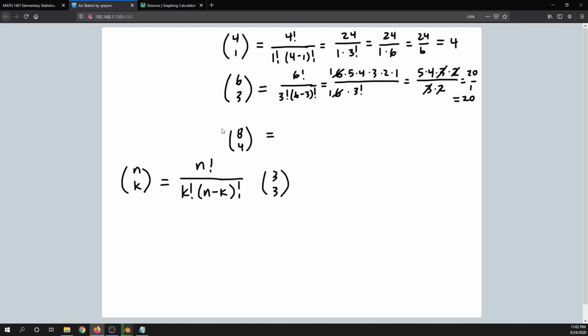All right, here we have an even bigger number to deal with, 8 factorial, right? On the bottom we have 4 factorial. And we have n minus k, so the top number minus the bottom number, factorial. All right, so that is 8 factorial over 4 factorial times 4 factorial. So we have one 4 factorial from here, and then another one, 8 minus 4, 4 factorial here.